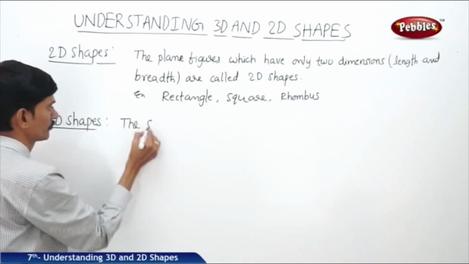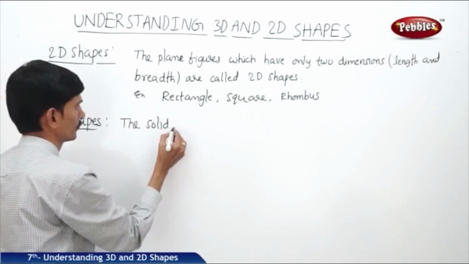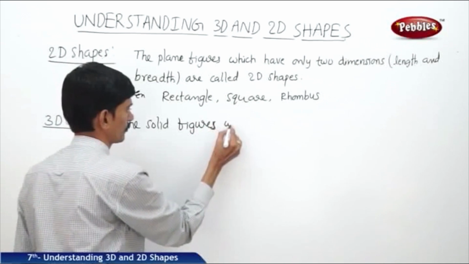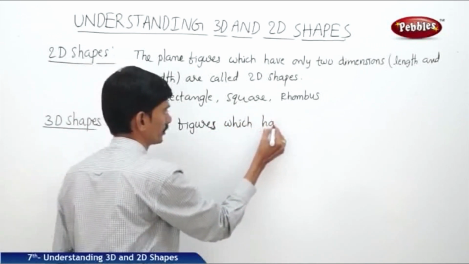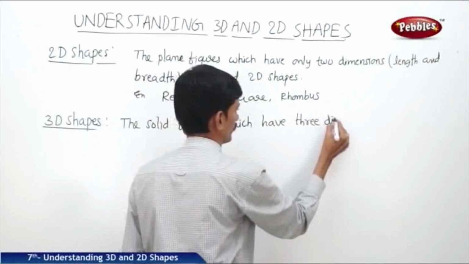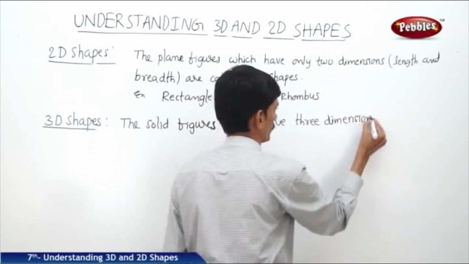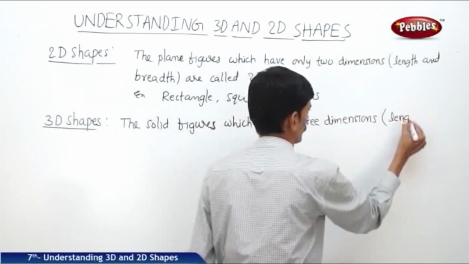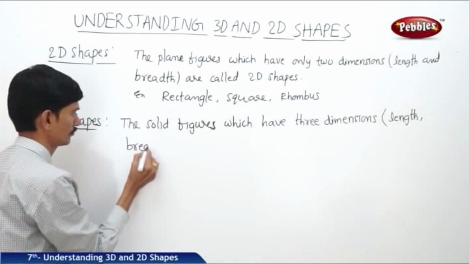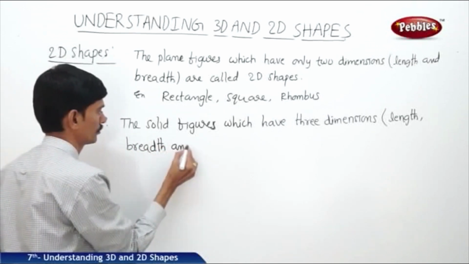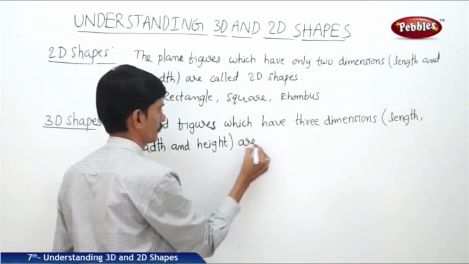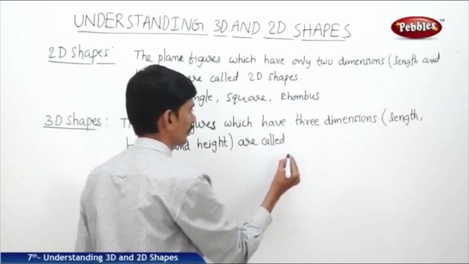The 3D shapes: the solid shapes, the solid figures which have three dimensions, length, breadth and height, are called 3D shapes.